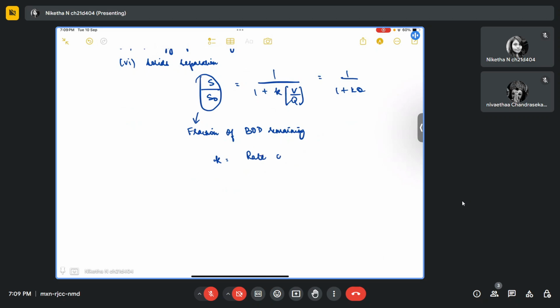K here is the rate constant. Theta is the hydraulic retention time. V is the reactor volume. And Q is the flow rate.